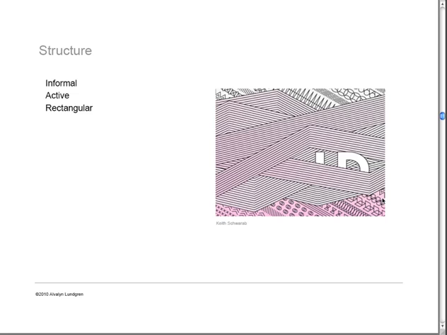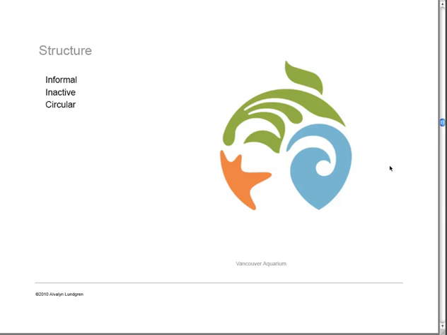As we look at this, there is an informality to how the space is divided. It is active because the spatial divisions are basically the edges of these sets of linear elements. And then we have the diagonal implied lines going on behind, and that has a regularity, but overall this has a strong informality, and it has mostly active elements in terms of the structure, and it's rectangular.